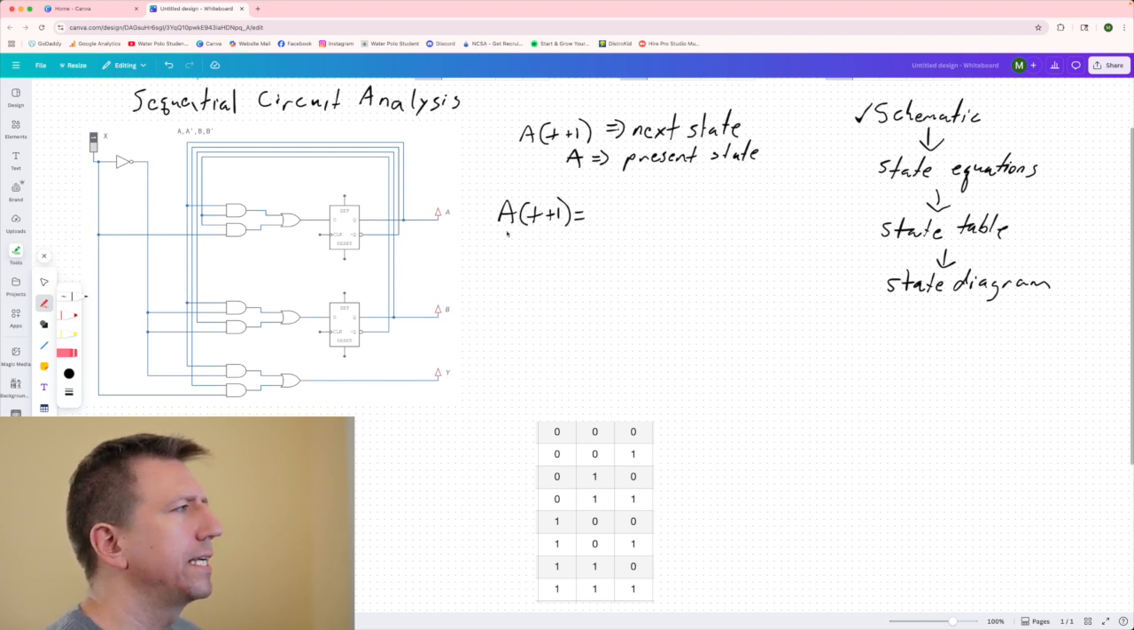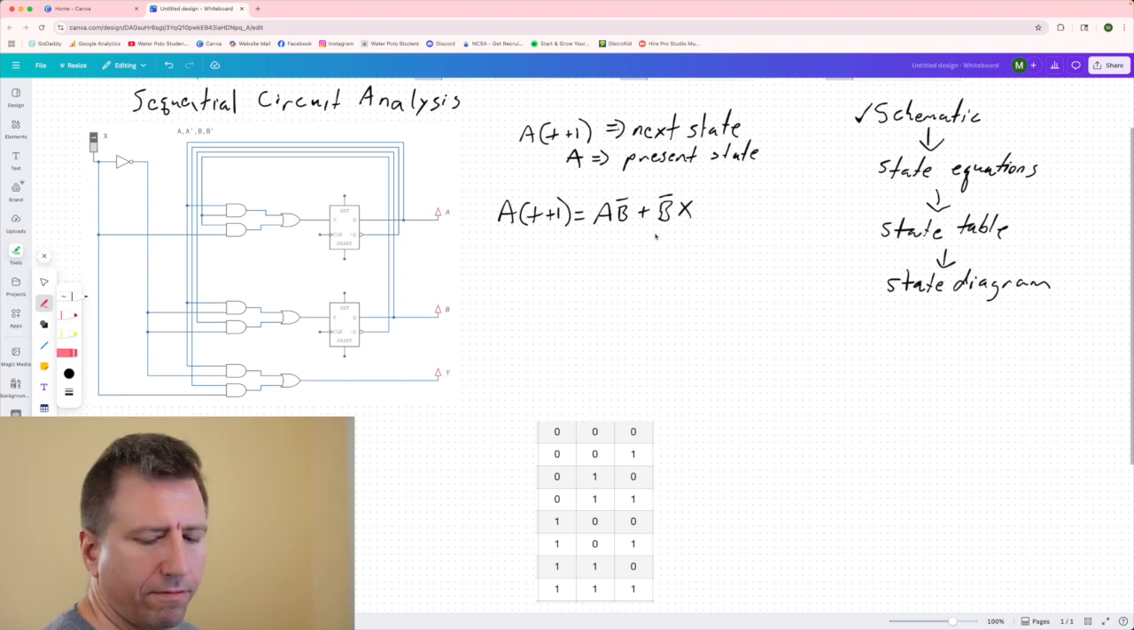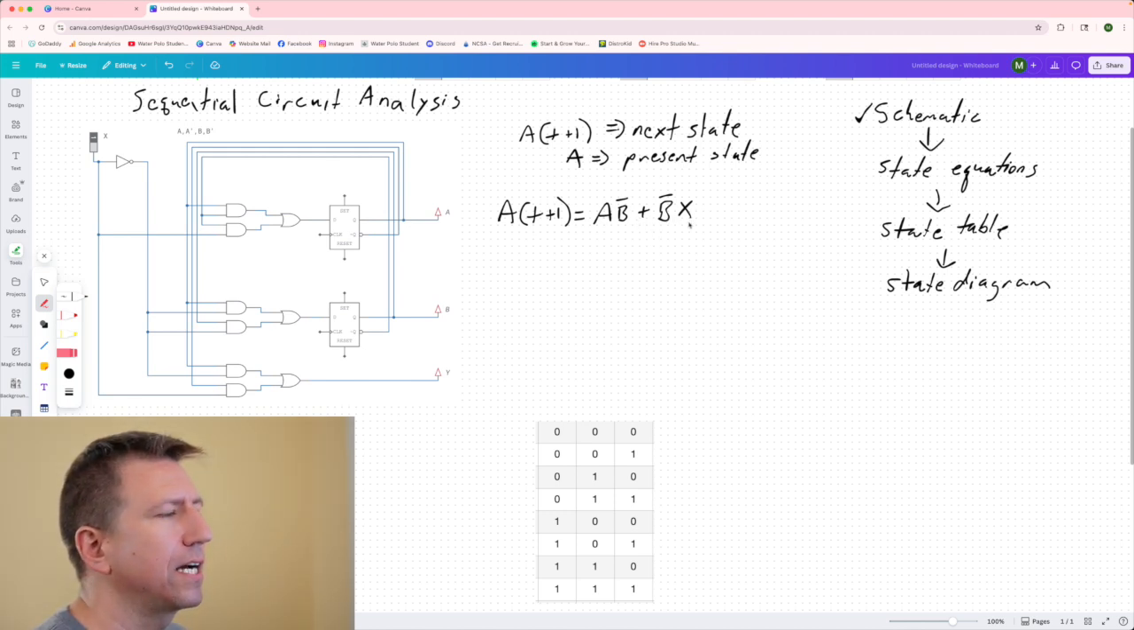All right, so let's look at A next state. In here I have A coming in, and I have B bar coming in. So this is going to be A and B bar. And then B bar is also going into that second AND gate, along with X. And so we have B bar X. So this is the state equation for the A flip-flop. Whatever these values are, in the next clock cycle, that will become the new state for A.